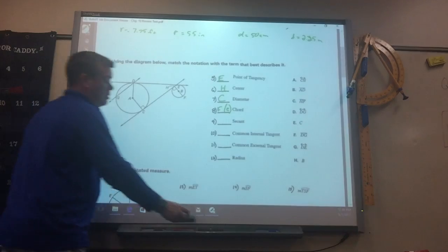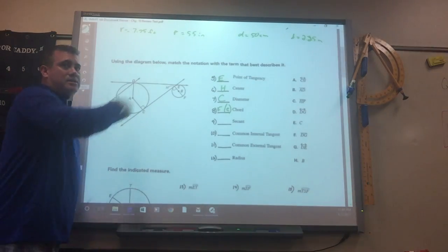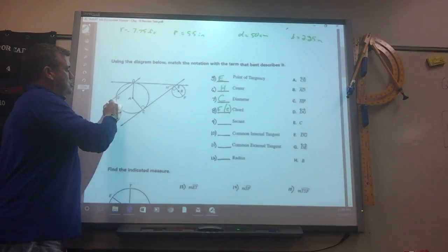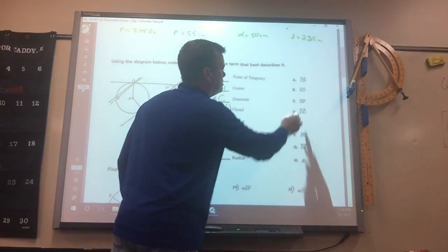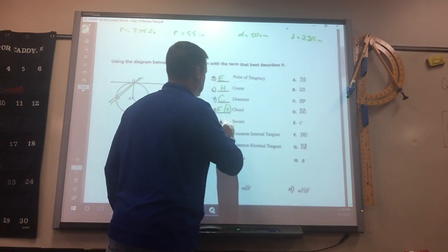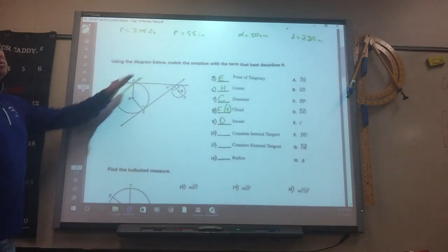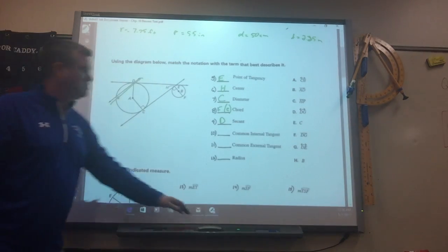Now, a secant is a line. So right there, line DG. See, it's got the line. So the secant is a line that cuts through.